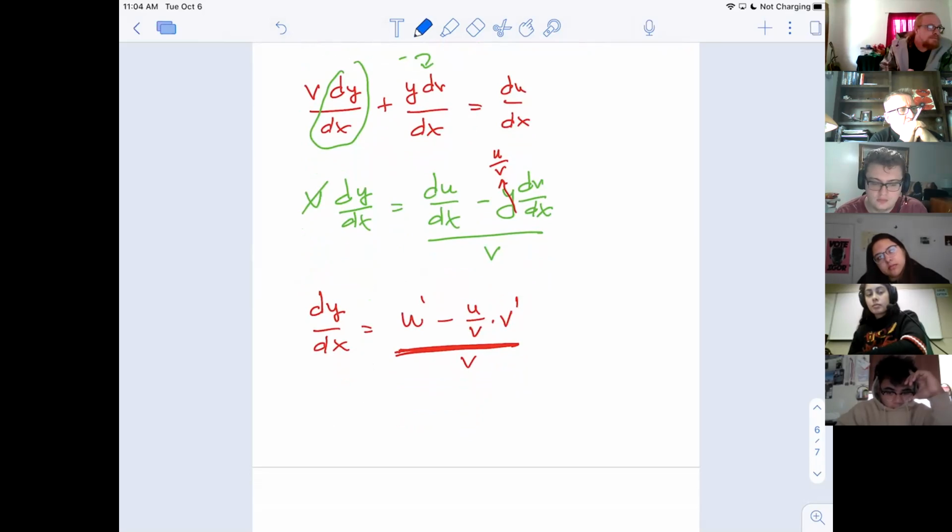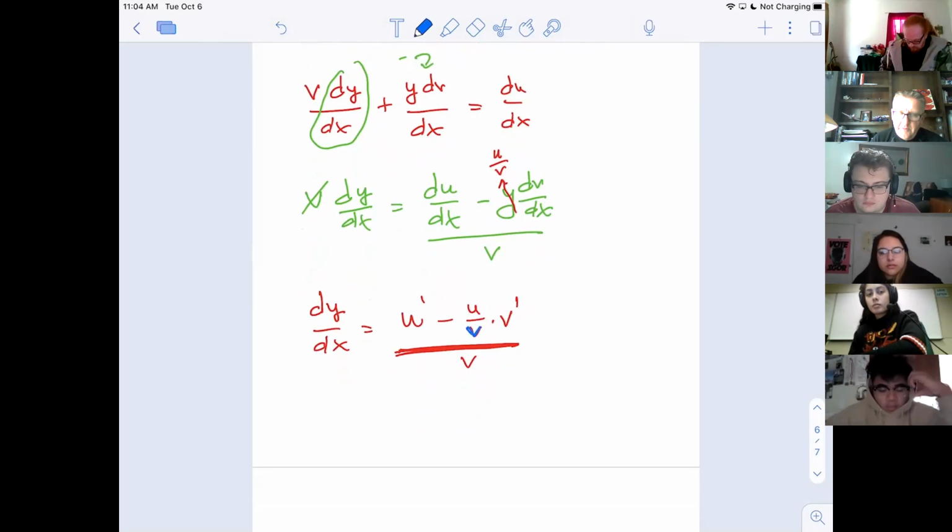Divide the v across both terms. Yeah, you can actually get rid of this v right here. And if you said out loud what that says, it says u divided by v. We did this in the previous section. This is kind of a takeoff of what Dominic said.